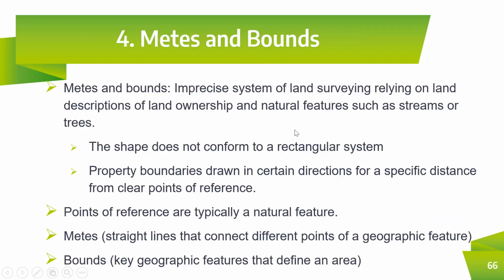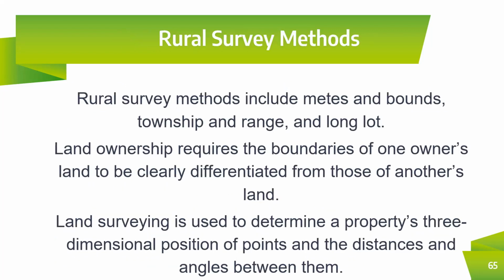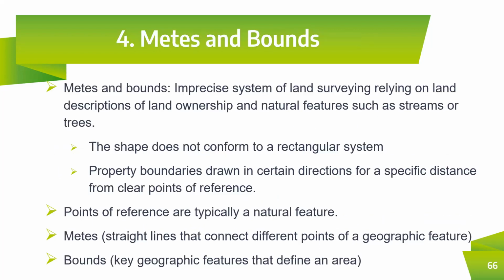The first rural survey method we've got here is metes and bounds, an imprecise system of land surveying relying on descriptions of land ownership and natural features such as streams or trees. Something I should have mentioned: rural survey methods are historical examples of survey methods and how they've shaped how the land looks in the United States, and in Canada as well. Anyways, with metes and bounds, the shape does not conform to a rectangular system.